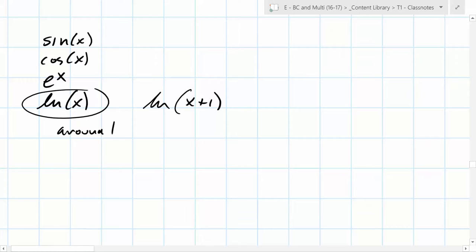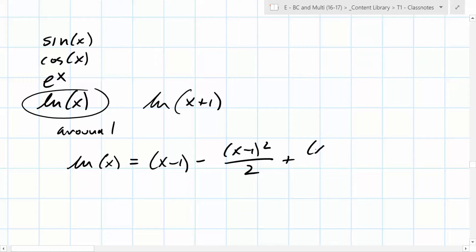Can you find it? What was it? We had ln x was equal to what? Do you remember what it was? I think it starts with x minus 1 minus x minus 1 squared over what? 2 plus x minus 1 cubed over 3 minus x minus 1 to the 4th over what? 4, like this. Do you remember? It's what we did yesterday. That's what we got. We had to center it around 1 because we couldn't plug in 0.